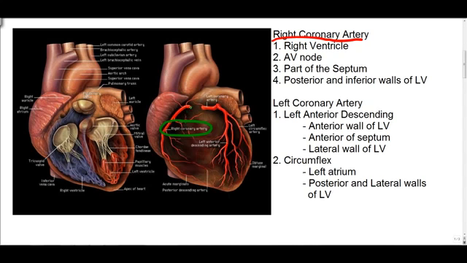The right coronary artery wraps around the right side of the heart, and it supplies multiple portions of the heart, including the right ventricle, the AV node, part of the ventricular septum, and the posterior and inferior walls of the left ventricle.